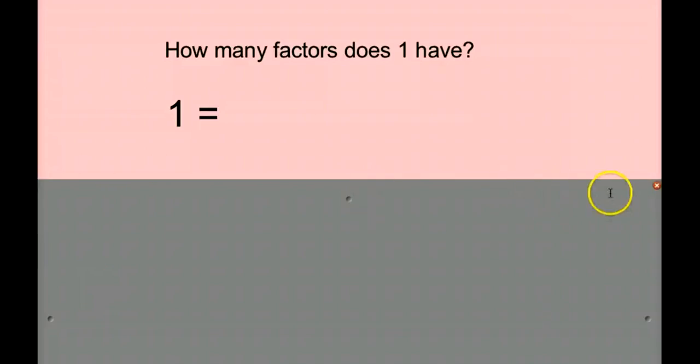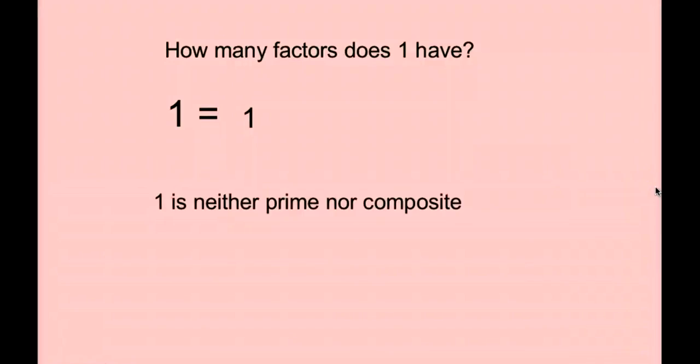So how many factors does 1 have? 1 only has 1 factor. So knowing that 1 only has 1 factor, because 1 times 1 is 1, 1 is neither prime nor composite because it doesn't have 1 and itself. There are no 2 numbers next to this 1 right here. Even though 1 times 1 is 1, we only list the factor of 1 one time. So it's neither prime nor composite.